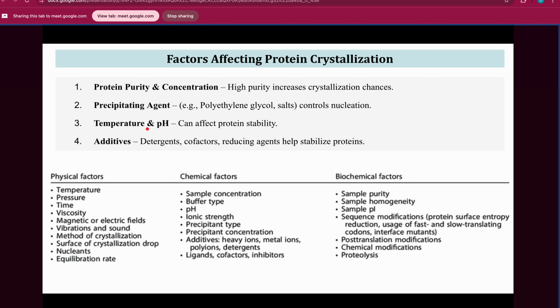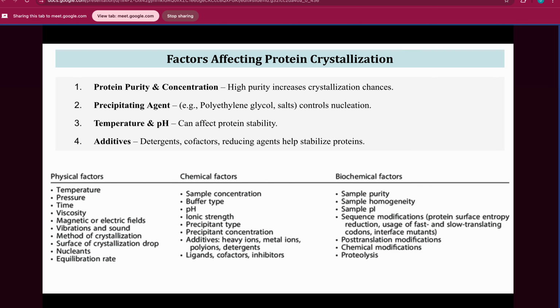Then come temperature and pH. Temperature and pH can also influence your crystal formation. If you have an imbalance of pH, or if the temperature conditions are very high or too low, then also the proper protein crystals won't get formed. Then there are certain additives such as detergents, cofactors, or reducing agents which help to stabilize the proteins. They can also interfere with protein crystallization. It depends on what concentration you are using these additives at. So there should be a proper balance of all these things. They will determine whether you will be able to obtain proper crystals or not.